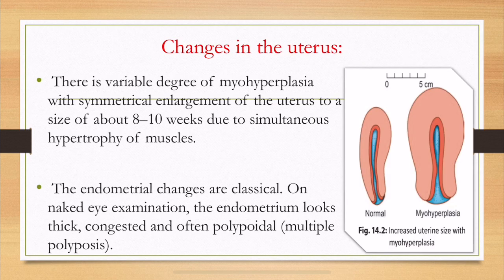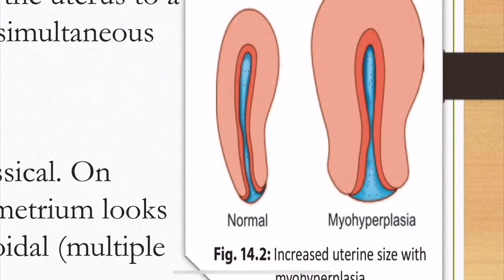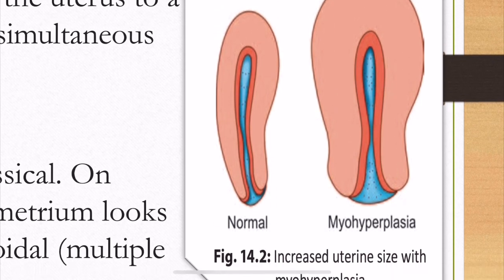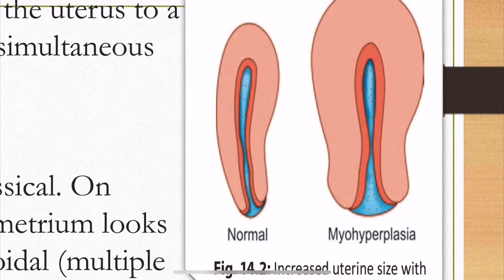Now we'll see the changes which are happening in the uterus. There is a variable degree of myohyperplasia. You can see the changes happening in the uterus in dysfunctional uterine bleeding. There is an increase in the uterine size along with the myohyperplasia. Hyperplasia is the increase in the number of cells of the myometrium. So guys, the myometrium is going to increase in size.